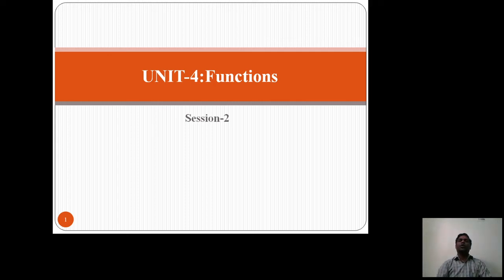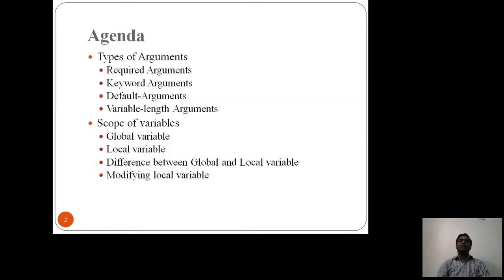Now we are in Unit 4 Session 2. The agenda of this class is the types of arguments and scope of variables. This class mainly explains types of arguments, and four types are available: required arguments, keyword arguments, default arguments, and variable length arguments. And scope of variable: variables can be divided into two scopes, global variable and local variable. Now we'll see the difference between global and local variables, and modifying a local variable as a global variable. So let's move to the next slide.